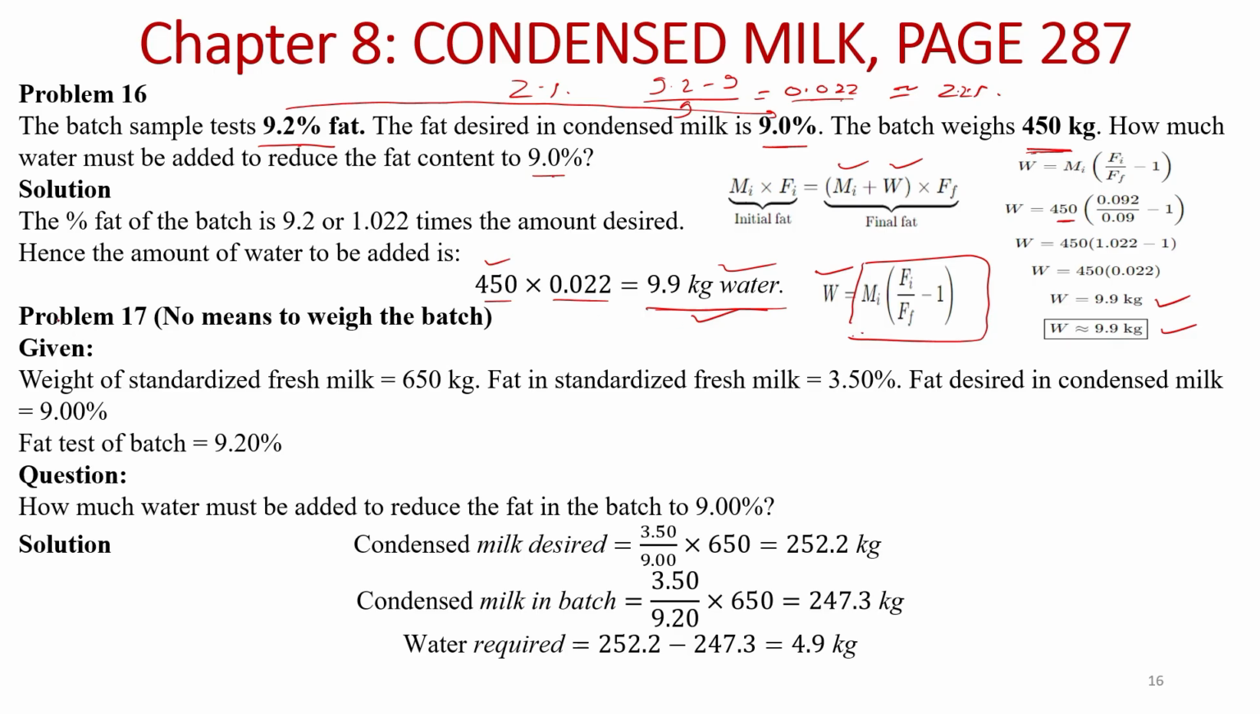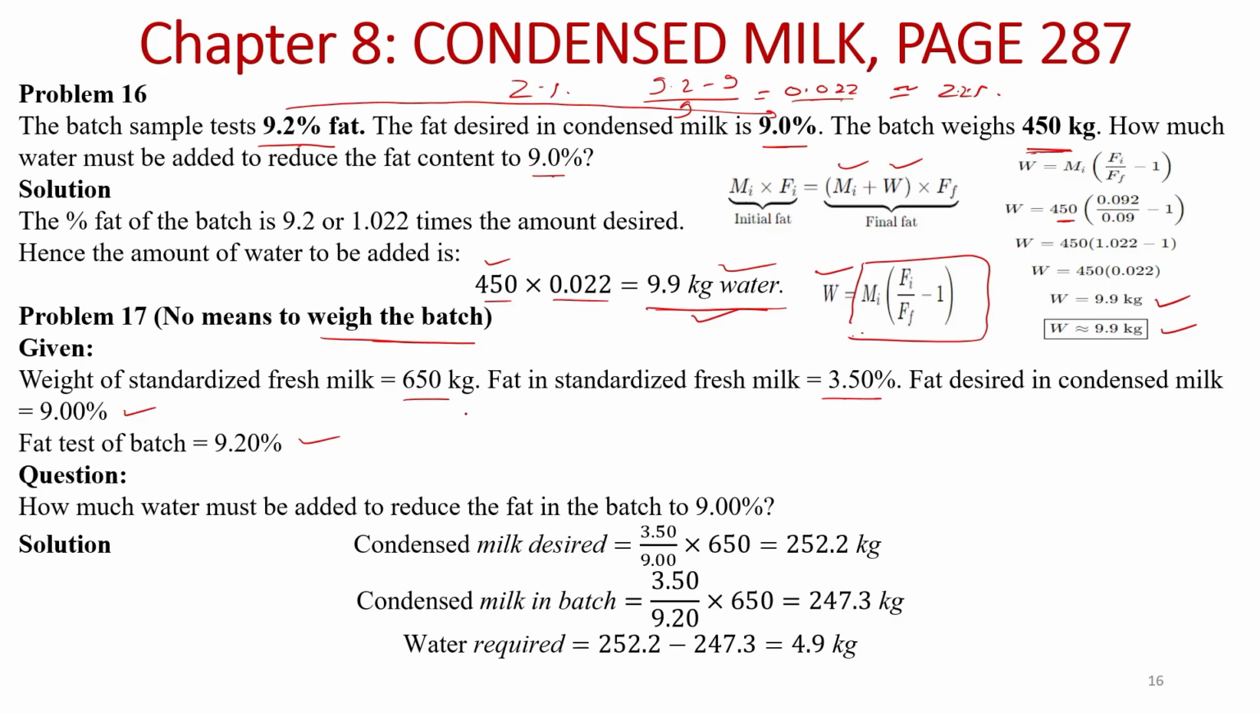Now coming to the second question. We are given fresh milk, and we have no means to weigh the batch, that is, we do not have the condensed milk weight, so we have to calculate the condensed milk weight from the milk. The initial standardized fresh milk weight is given as 650 kg, the fat in the standardized milk is 3.5%, the fat desired in condensed milk is 9%, and the actual final test of the batch is 9.2%. So first we calculate how much condensed milk is obtained at 9%, and how much at 9.2%.